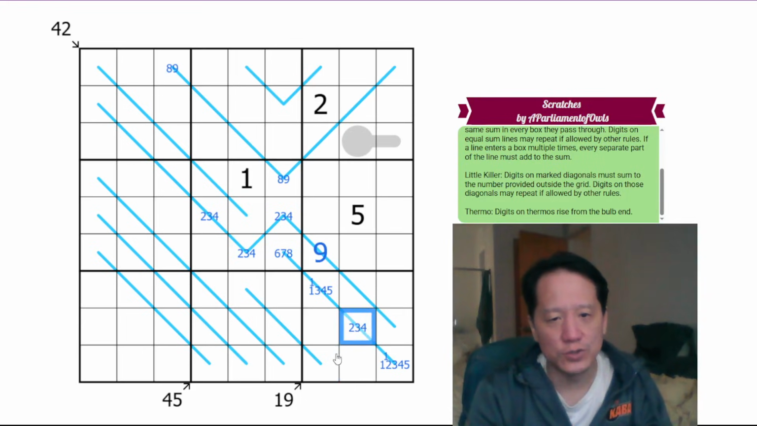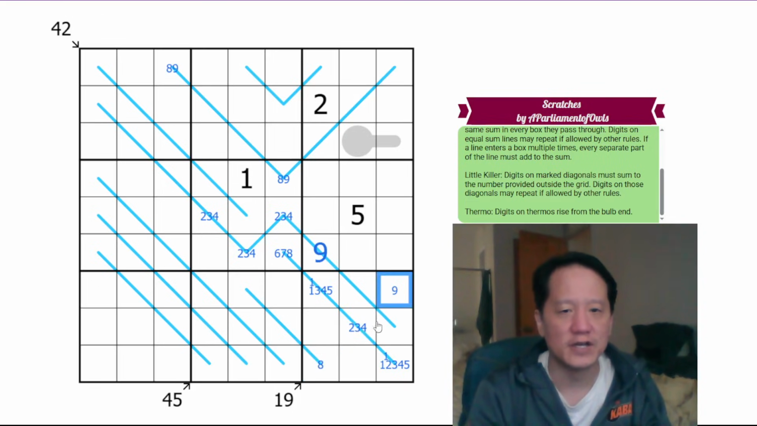If it's 2 here, this has to be then 8 and 9. So therefore, this would be 8 and 9 here. If this is 3, this would then be 7 and 9 to add up to 19. And so this would be 7 and that would be 9.